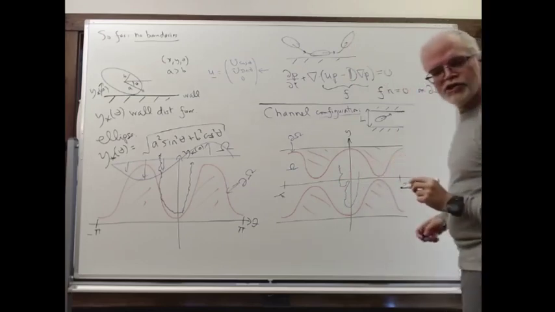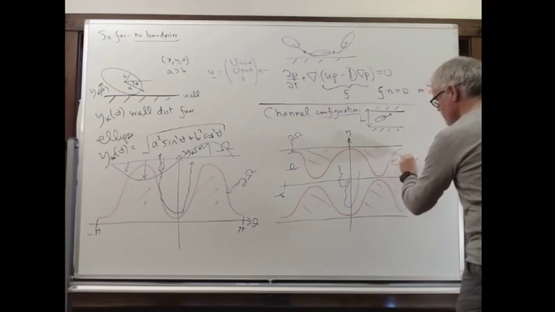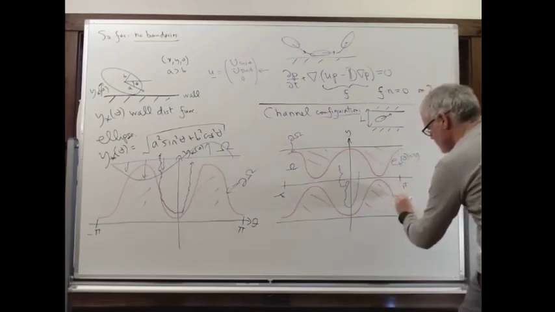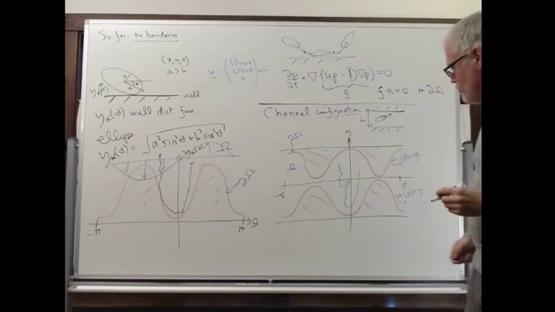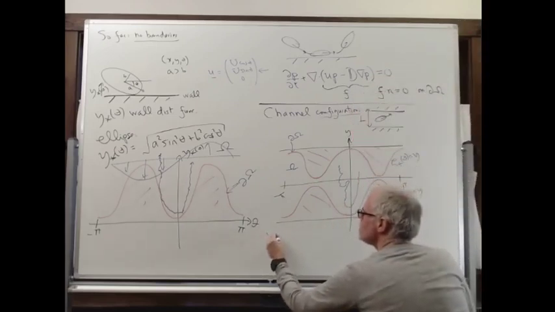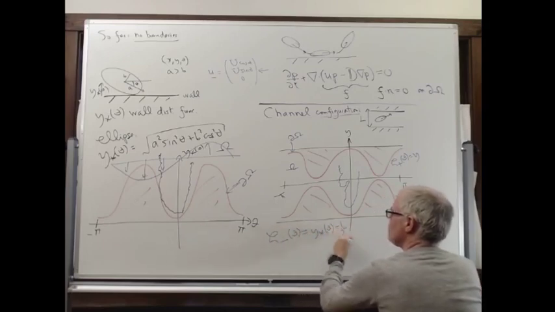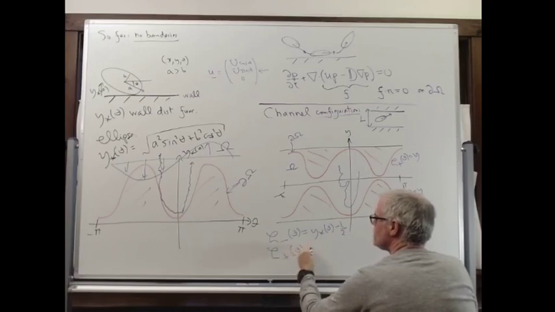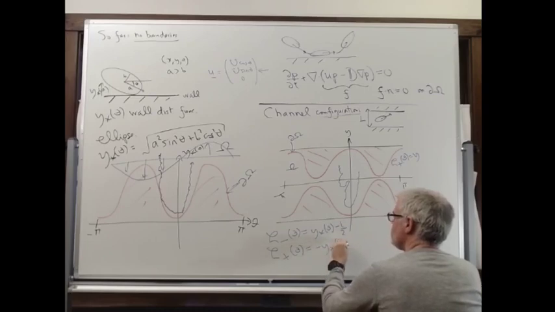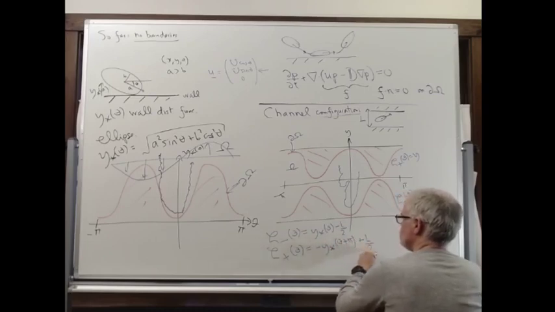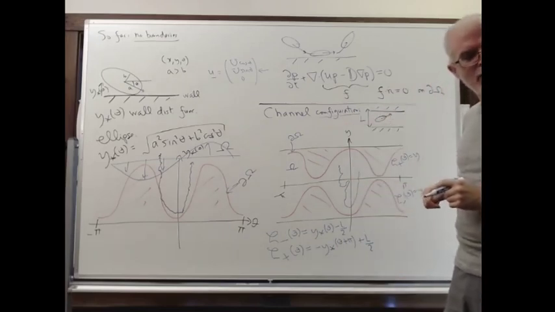Let me just say that the shape of these two curves, this is what we'll call zeta plus of theta, and this is zeta minus of theta, and they are related to y star in the sense that zeta minus of theta is y star of theta minus L over 2, and zeta plus of theta is minus y star of theta plus pi plus L over 2. The second one is just a rotation by pi of the bottom wall.